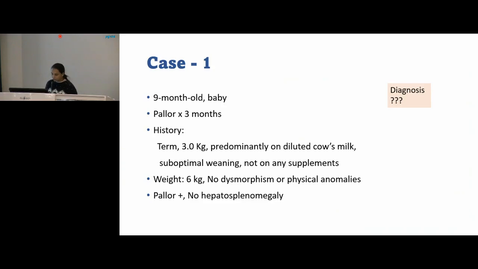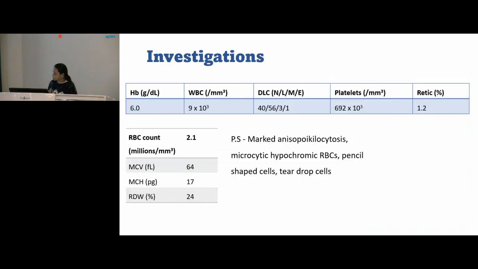Okay. So the most common thing that we see with this kind of poor nutritional history in our country would be nutritional anemia. So the investigations have shown, you can read out the investigations, what are abnormal in this.